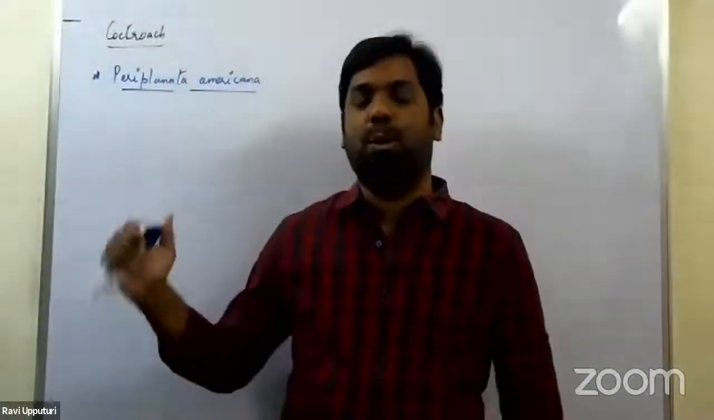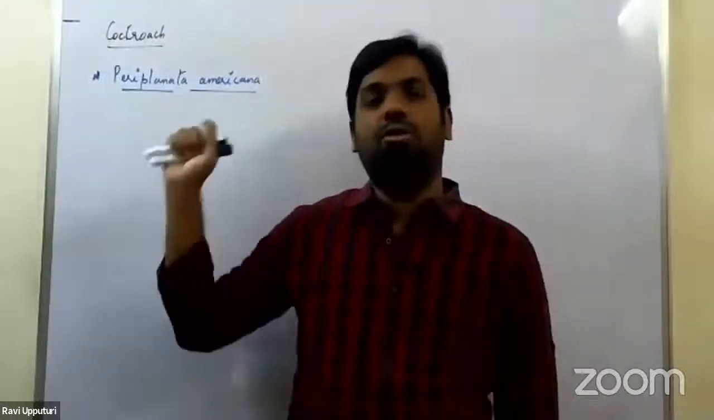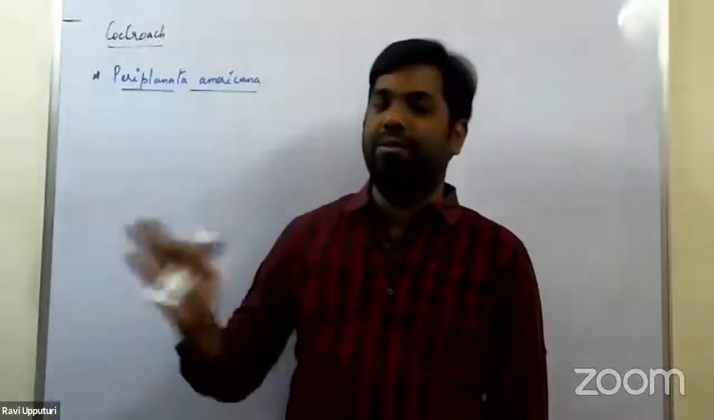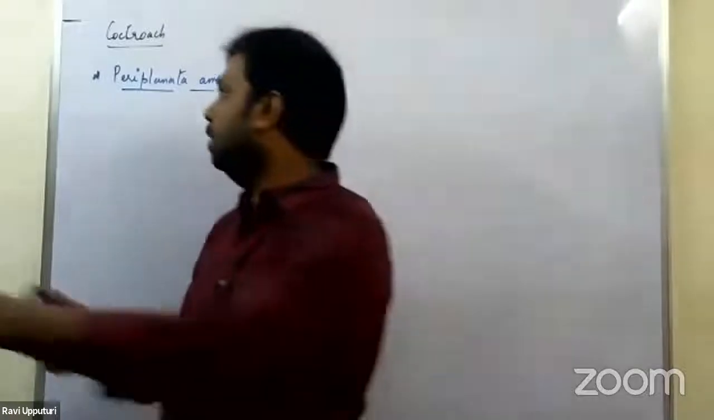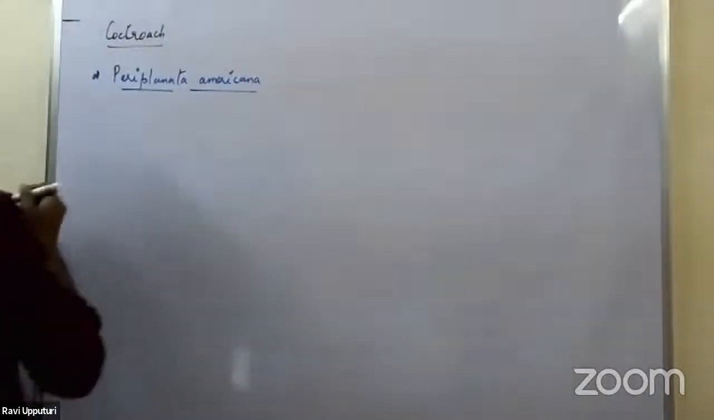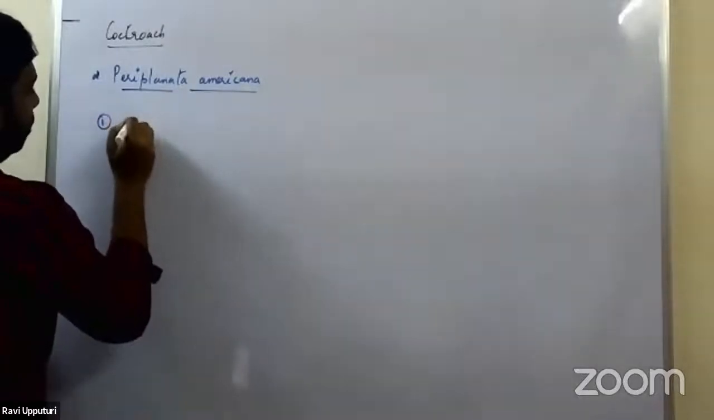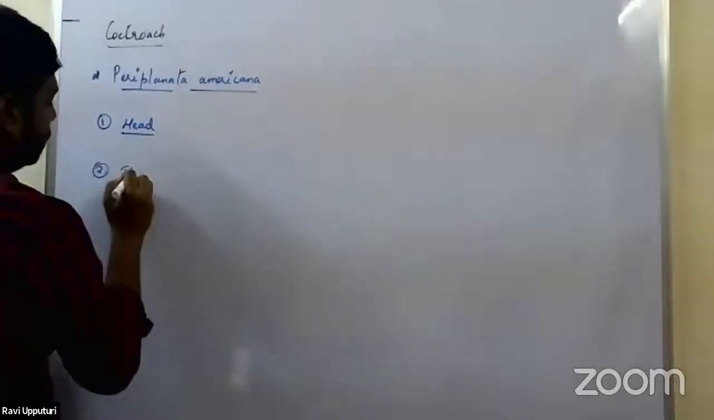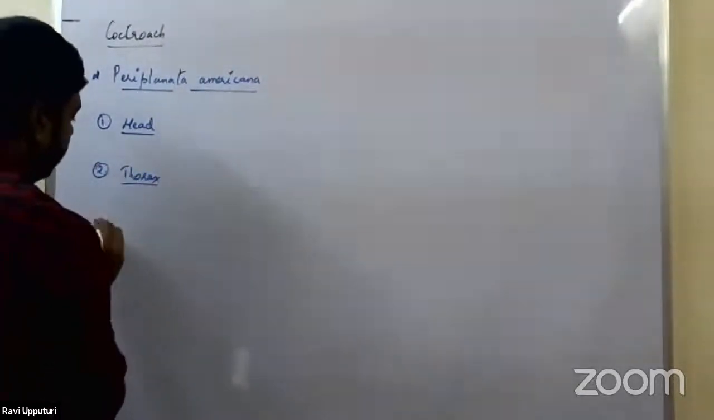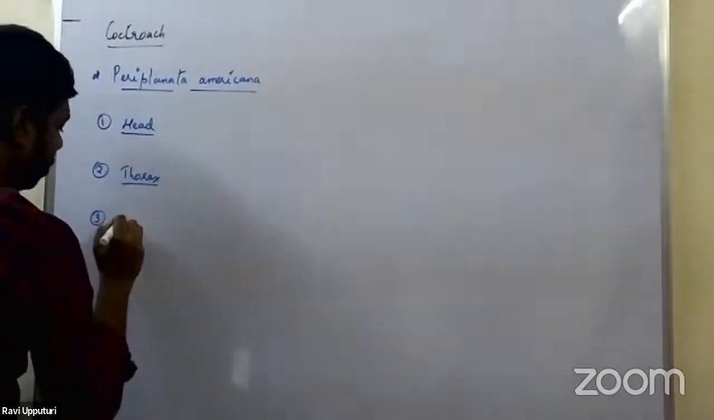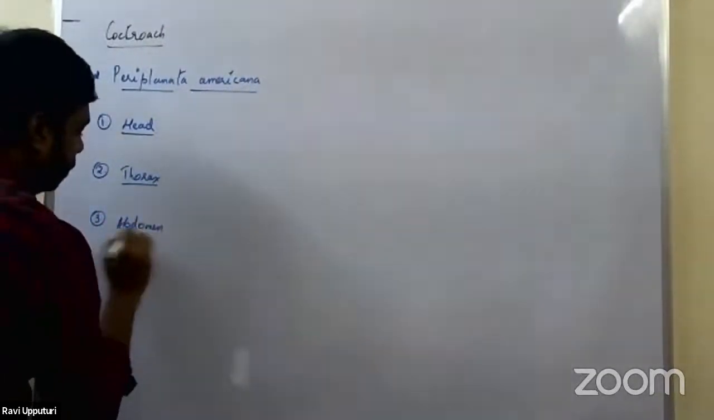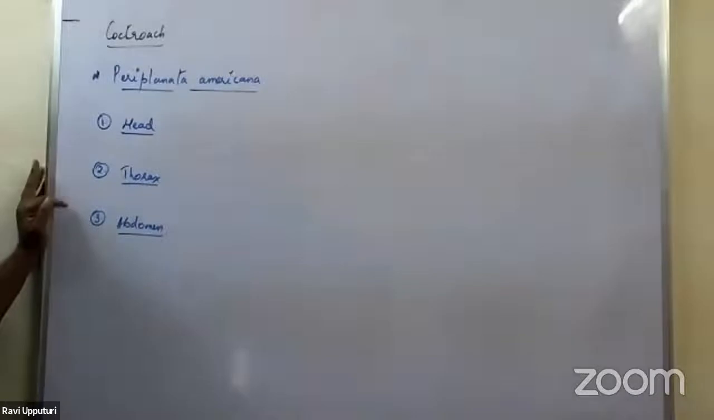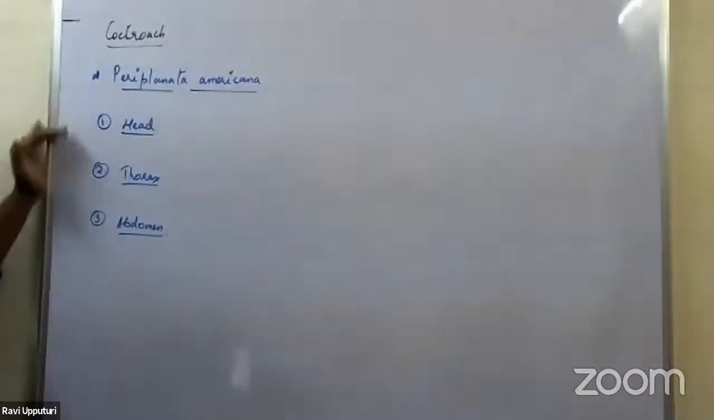Now, let us start discussing the morphology of the cockroach. Talking about morphology, the entire body of the cockroach is majorly divided into three parts. The first part is the head. The second part is called the thorax, and the third part is called the abdomen. So these are the three regions of the body of this organism: the head, thorax, and the abdomen.